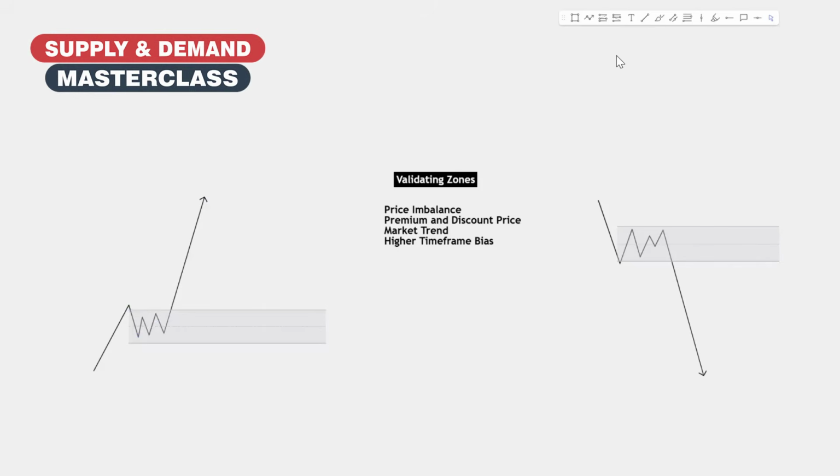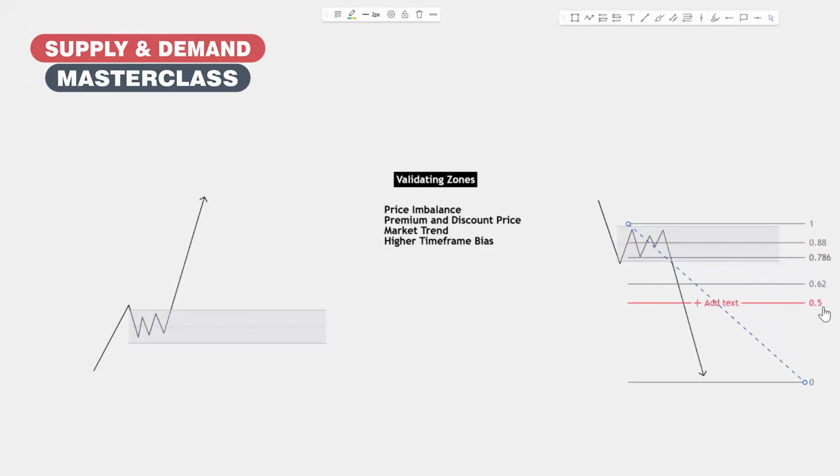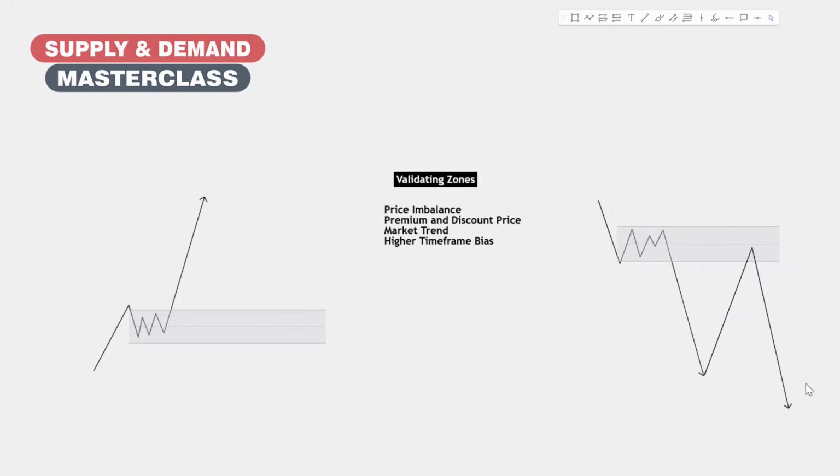Same for the supply level. In this case, measuring with your FIB tool from the low to the highest point, what can you see? The 0.5 level and above is your premium area. And the cheapest area you could be selling from is the 0.786 level. Now, if price comes back to this level, you could look to sell from there. Very easy. Using your discount and premium concepts can actually help you buy from cheaper areas in the markets.